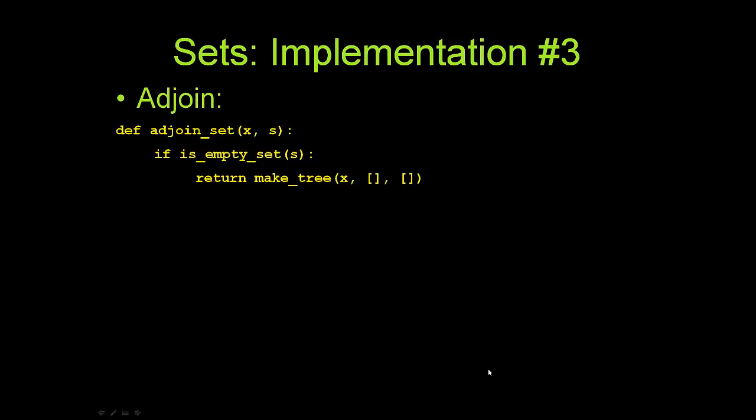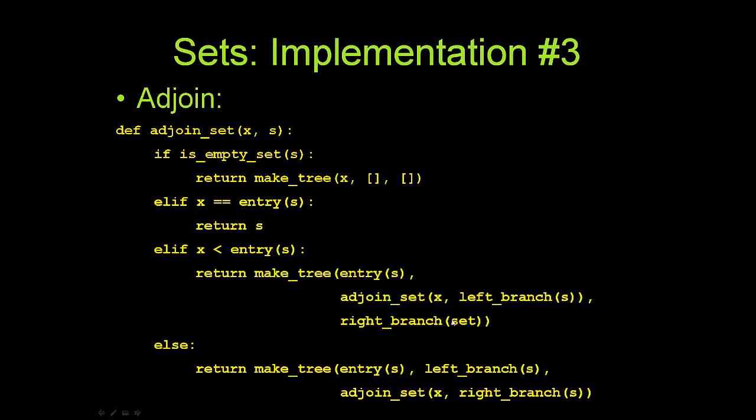Okay. Similarly, if you do adjoin set, right, then you have to add a new element. Okay, we check whether it is empty, then you just create a new tree, and if x is already the element, it means it's already inside, so you just return s. All right. So essentially, if your x, the new element, is smaller than this one, you basically create a new entry, and then you adjoin to the left branch on the left side, and then you keep the right branch. Similarly, you do the converse for when x is bigger than the entry.